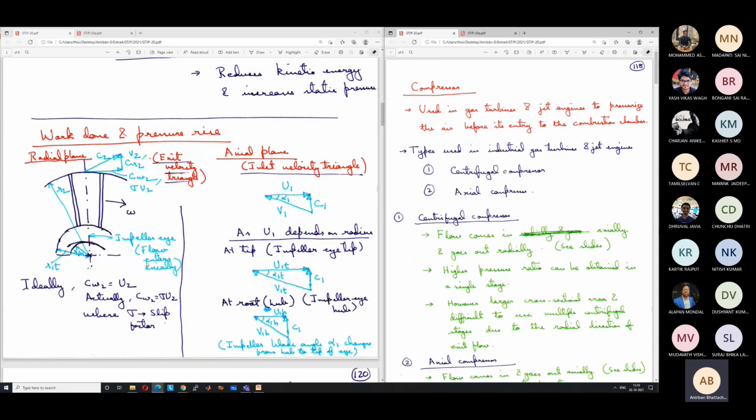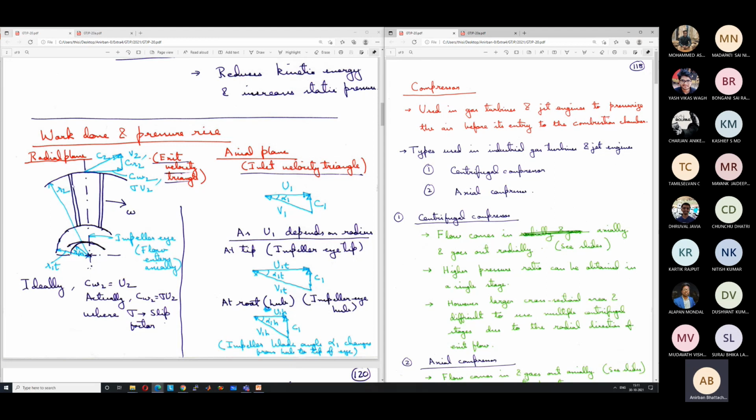Okay, flow enters axially. So flow enters from towards you to the screen. Then the flow direction changes from the direction perpendicular to the screen towards along the plane of the screen, and it goes out at velocity V2. Okay, the relative velocity is V2. So the direction of the relative velocity is radial, because the vanes are radial.